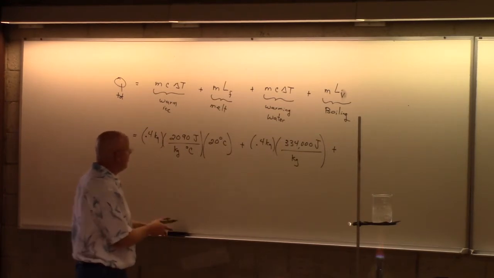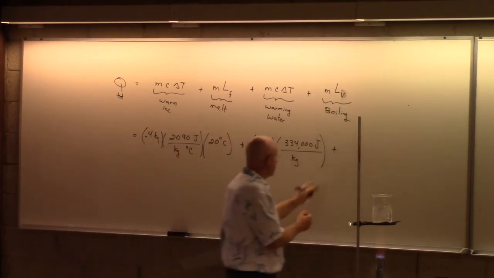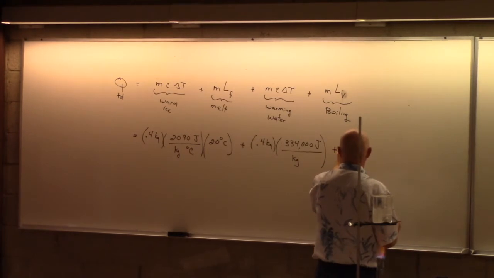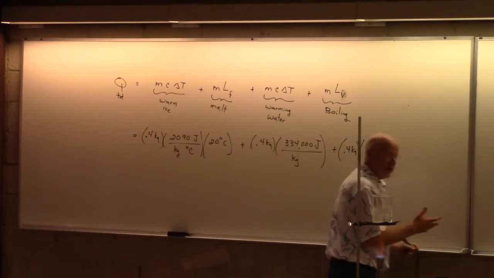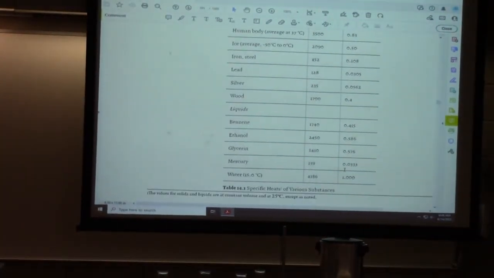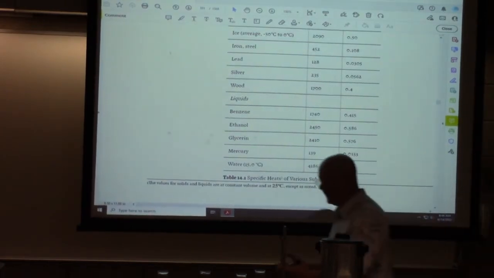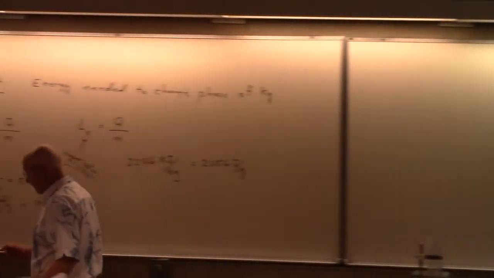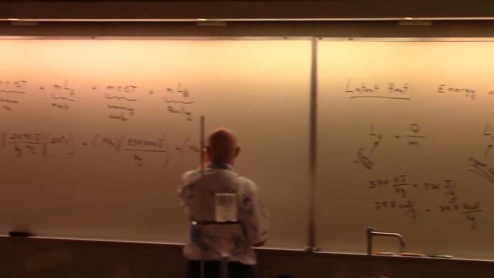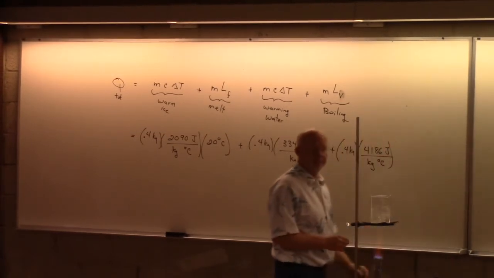The next step would be to say, okay, now we're going to warm up the water. So I have 0.4 kilograms, and now I need the specific heat of liquid water. As we saw earlier, that was 4,186. It's down here. Very common number, probably worth committing it to memory. So this is 4,186 joules per kilogram for each degree you warm it up.